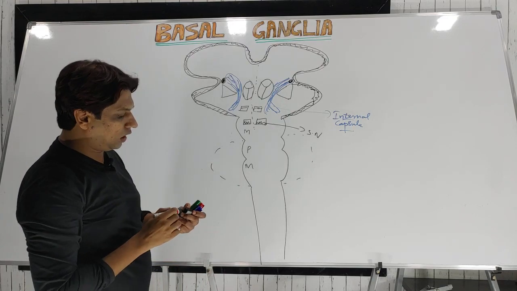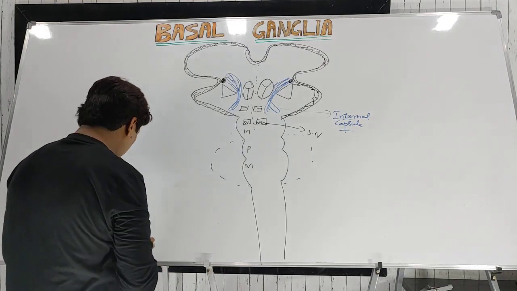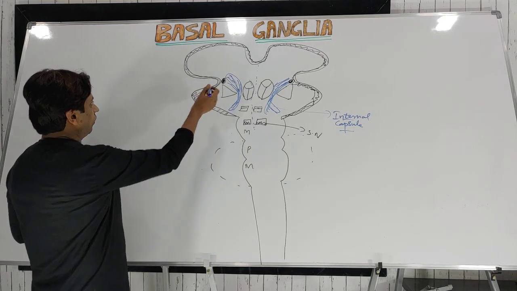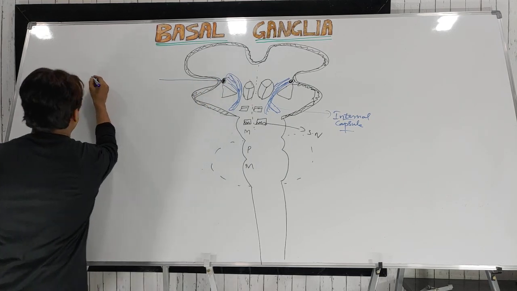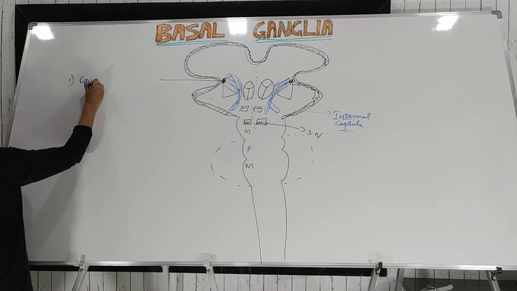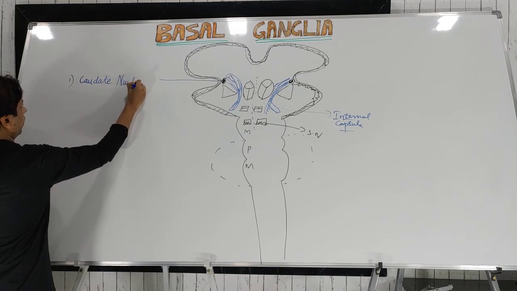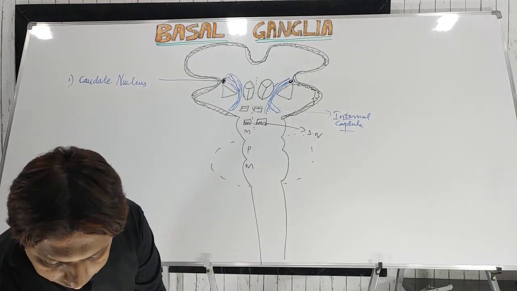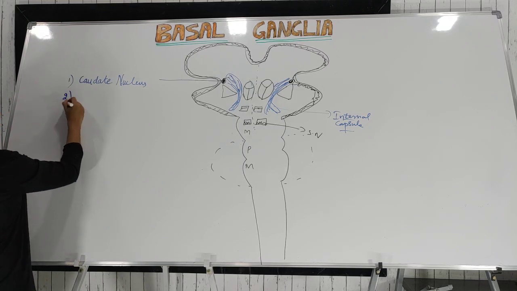I'll write the names once again, what it consists of, so that the point will be more clear. See, this is caudate nucleus. Then you have lenticular nucleus.